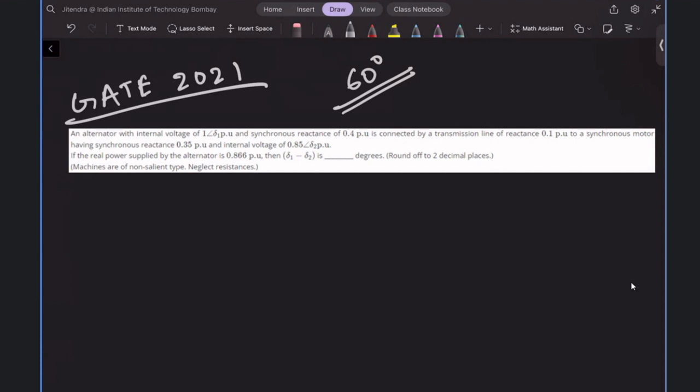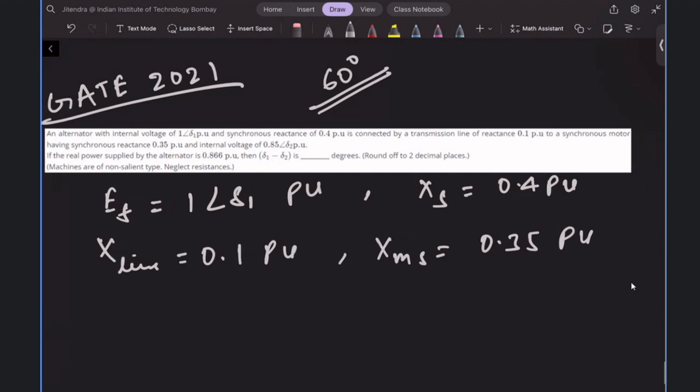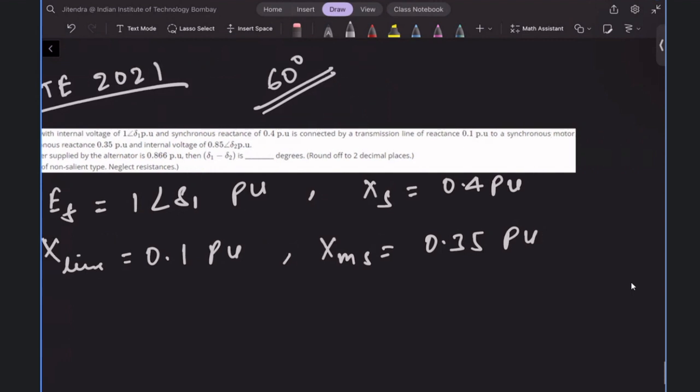What do you mean by internal voltage? I just clarified that it is just your EF, which is 1 angle delta 1 per unit. Xs is given 0.4 per unit. It is connected by a transmission line of 0.1 per unit to a synchronous motor having a synchronous reactance of 0.35 per unit, and its internal voltage is 0.85 per unit.